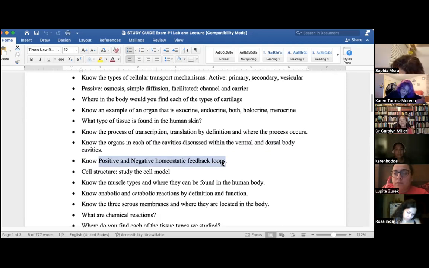If I'm hot, the body says perspire to bring down the temperature. The two positives I taught are blood clotting, because you want more and more platelets, and childbirth, because you want more and more contractions to birth the child. But they won't be that clear cut on exams.